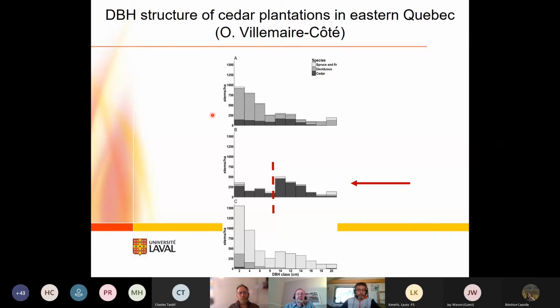And the last completed study I want to present is about cedar plantation. In fact, they were quite often mixed with spruce species, and they had a tending history that was quite variable. But I want to focus on the middle one here that was properly tended. What you see here is that after 20 years, most of the stems had reached the merchantable size, and even some of them had reached 20 centimeter DBH, which is quite impressive for a species that is known to be slow growing. So there could be a potential there.